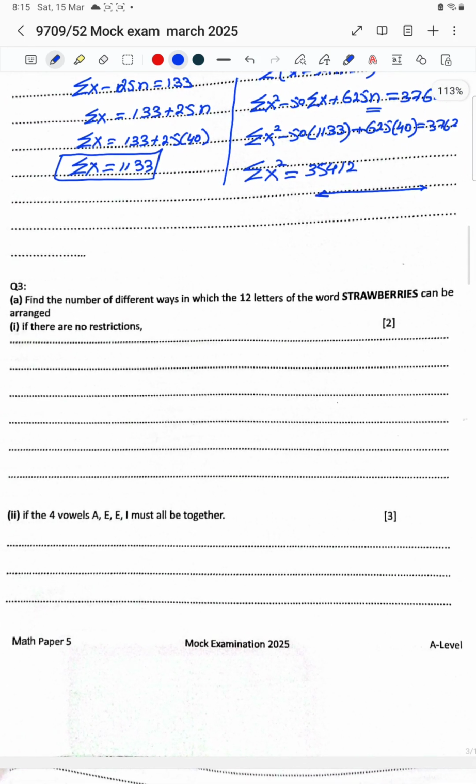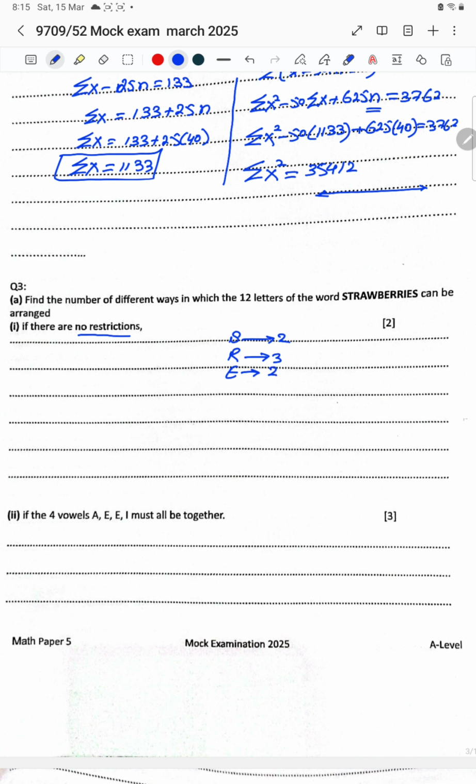Very interesting question. Find the number of different ways in which the 12 letters of strawberry can be arranged if there are no restrictions. No restriction, you can put it in any order. Let's see how many S we have here. We have 2 S and R. How many R's? Repeated letters 1, 2, 3. And E's. How many E's do we have? 1, 2.